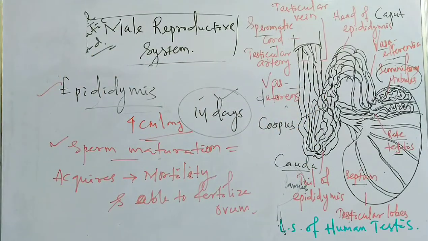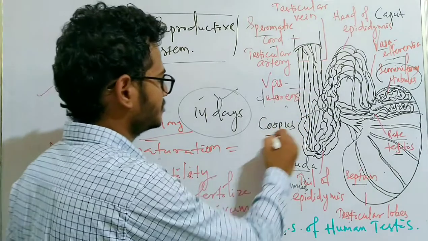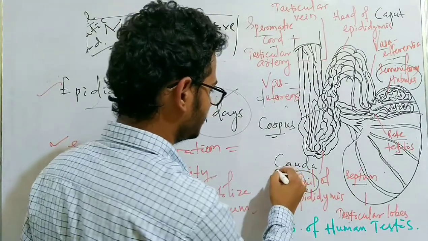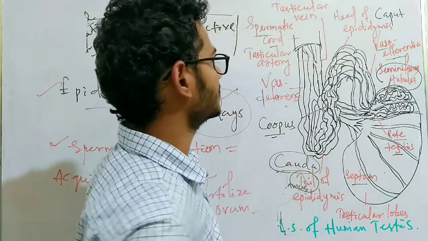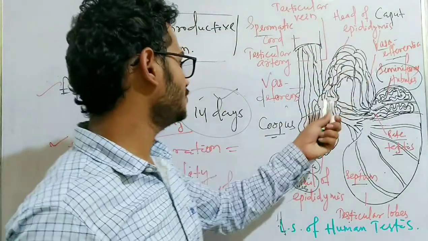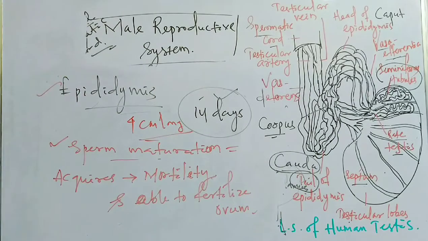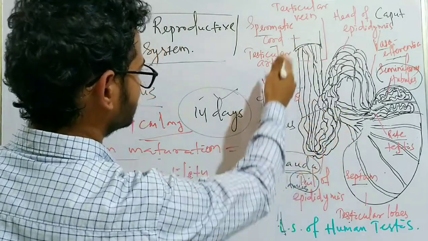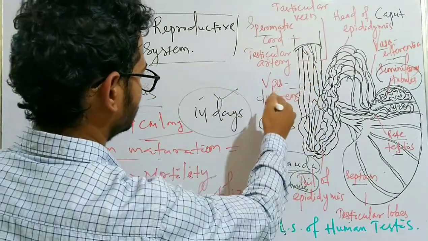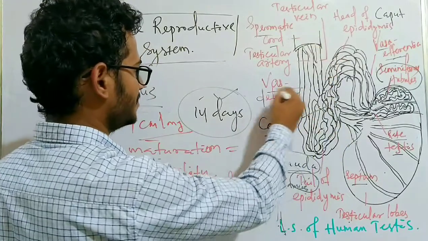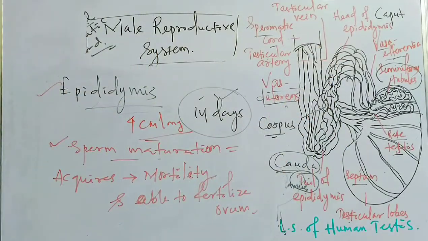Okay, so the head part is known as the caput, then the middle part is the corpus, and we know that the tail or the last part is the cauda epididymis. So the epididymis can be divided into three different parts: caput, corpus and cauda. After cauda, the tubules unite to form a larger tube, having a diameter larger than that of the epididymis, which is called the vas deferens.